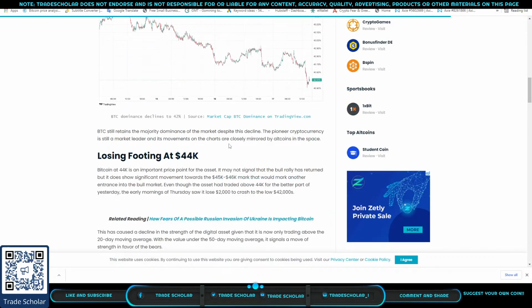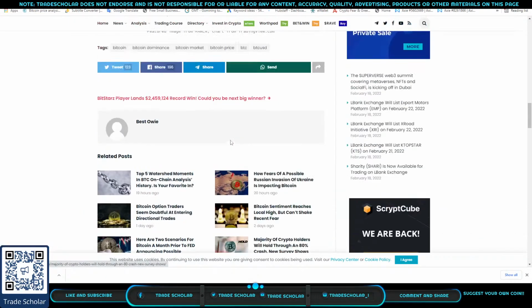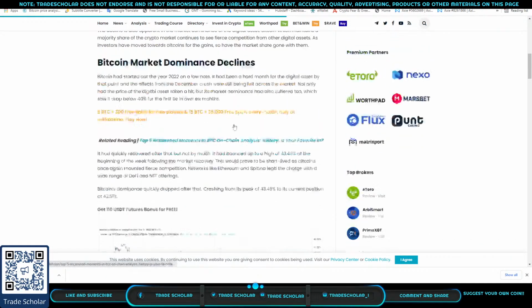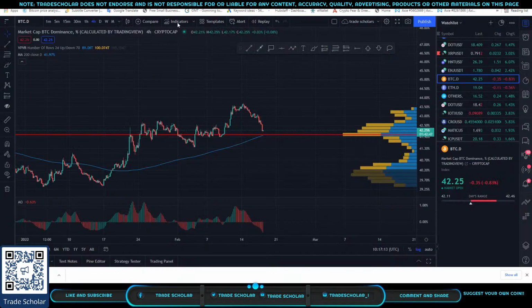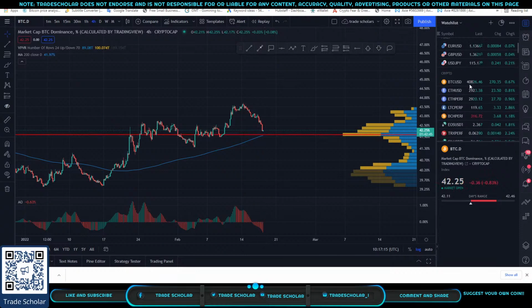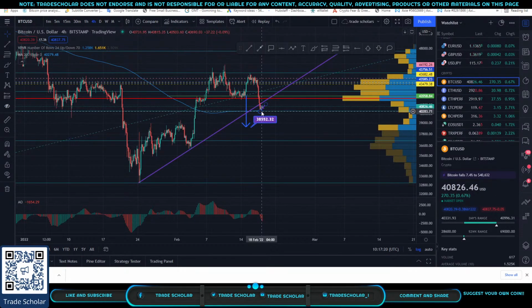Losing footing at 44k. As long as we are not below the 200 moving average, the bulls will look at this as a buy the dip. As long as we are not crossing the 200 moving average, whenever the bulls look at this area, this is the buy the dip. Buy it right now, this is a sale right now. You cannot find 40,000 anymore.